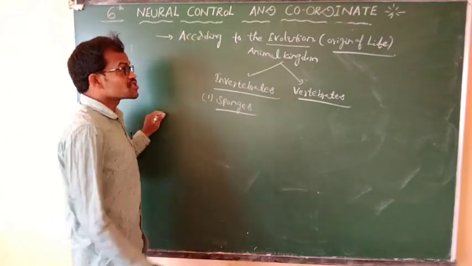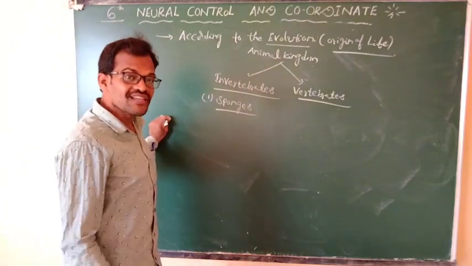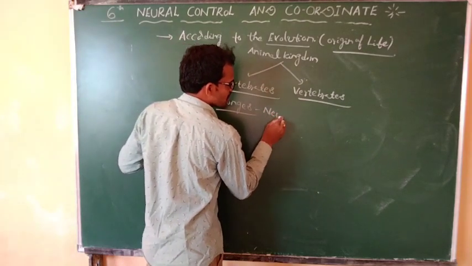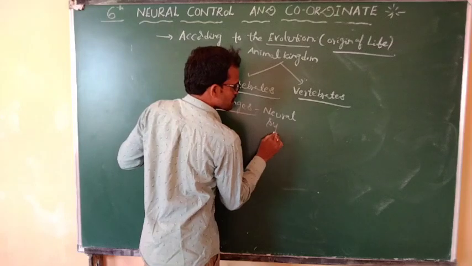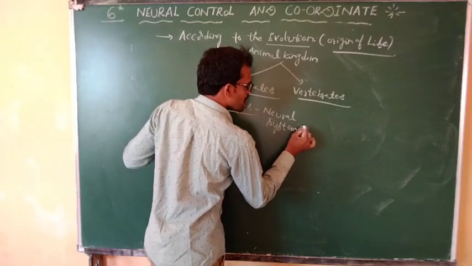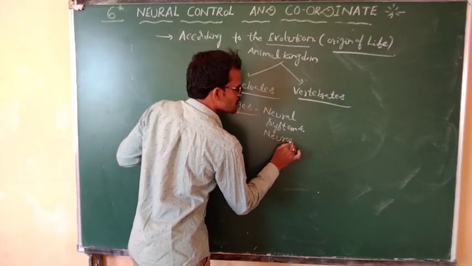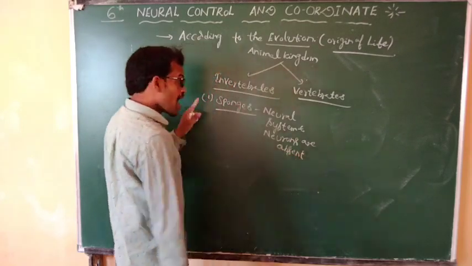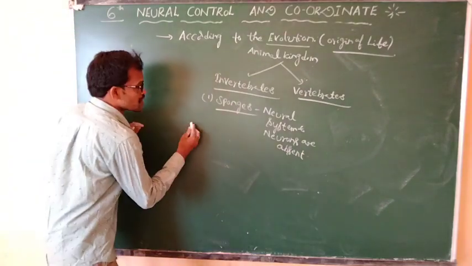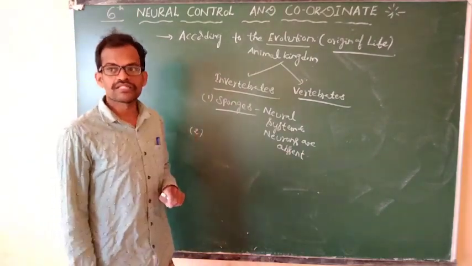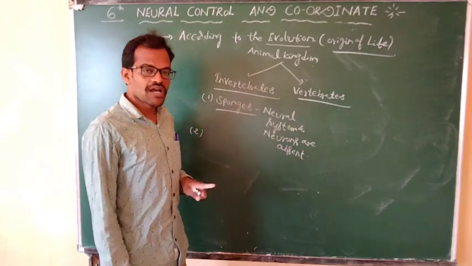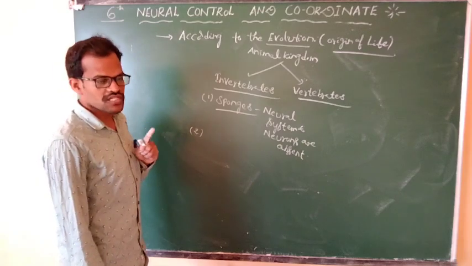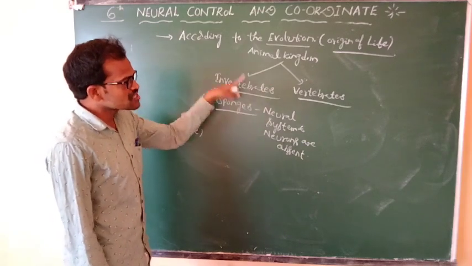In sponges, the neural system, the neurons, these coordinating systems are absent. Neurons are absent in the first category of the invertebrate phyla, which is sponges.